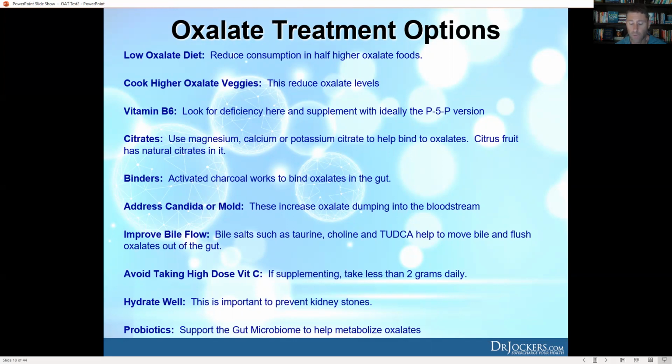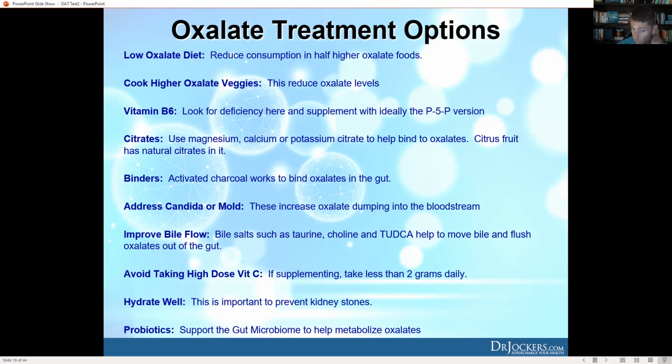Improve bile flow. This is actually something that most practitioners are not really addressing when it comes to oxalates. So if you're seeing high oxalates in the gut, sometimes it's because we are not moving them out, right? So bile should normally grab them and move them out through the feces. So you may need more bile salts like taurine, choline, and TUDCA, which can help move those out of the system.